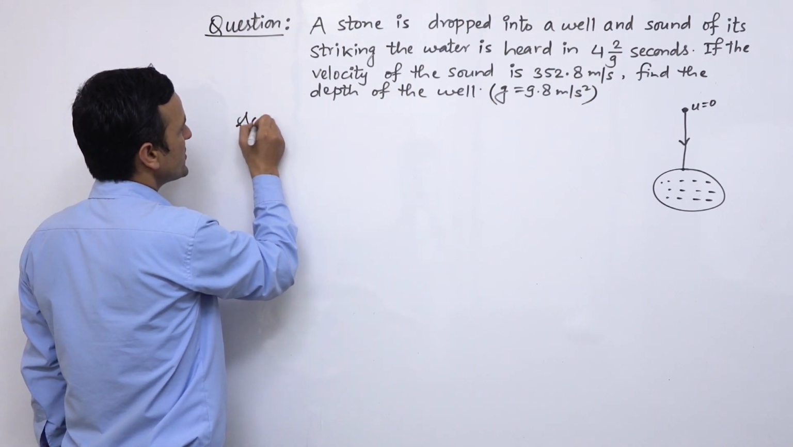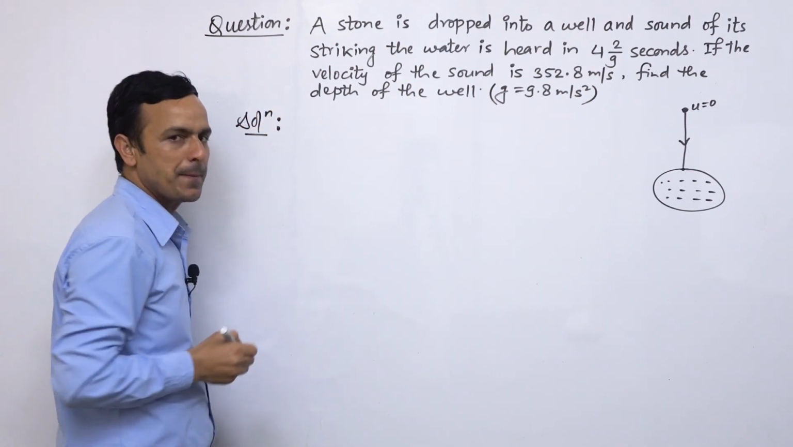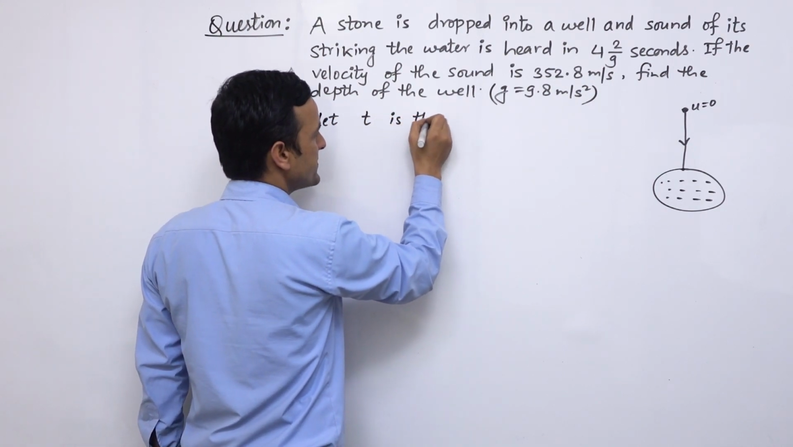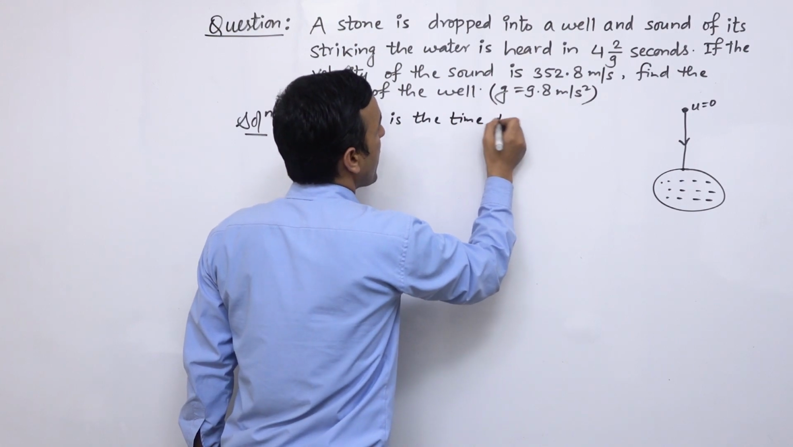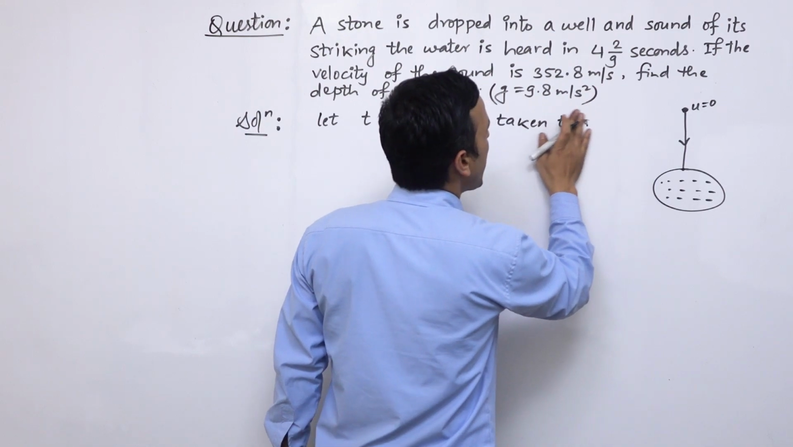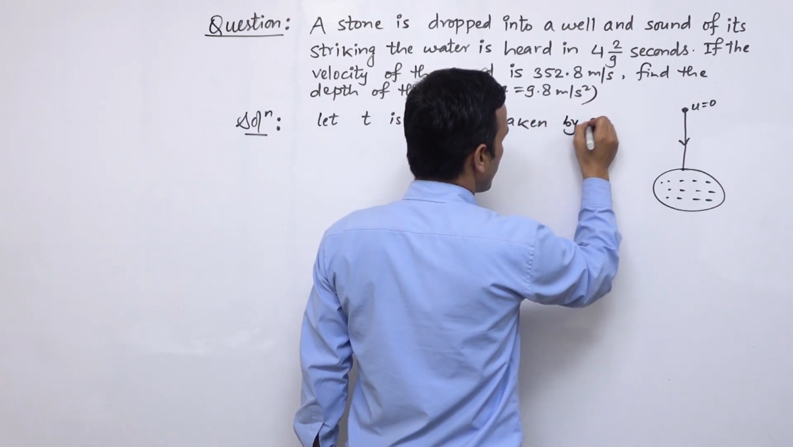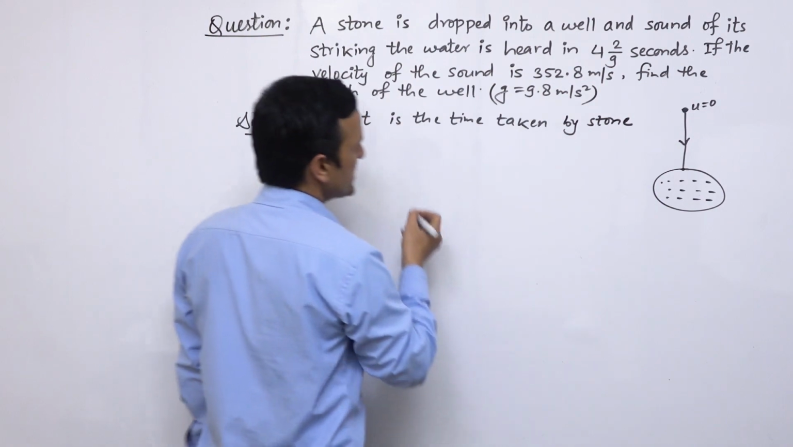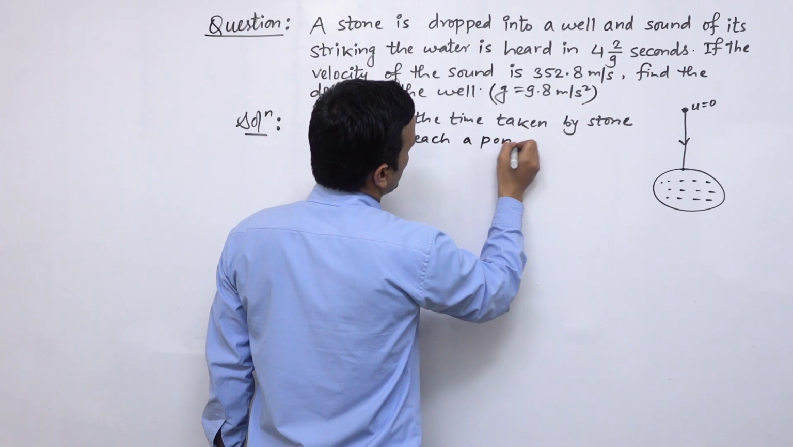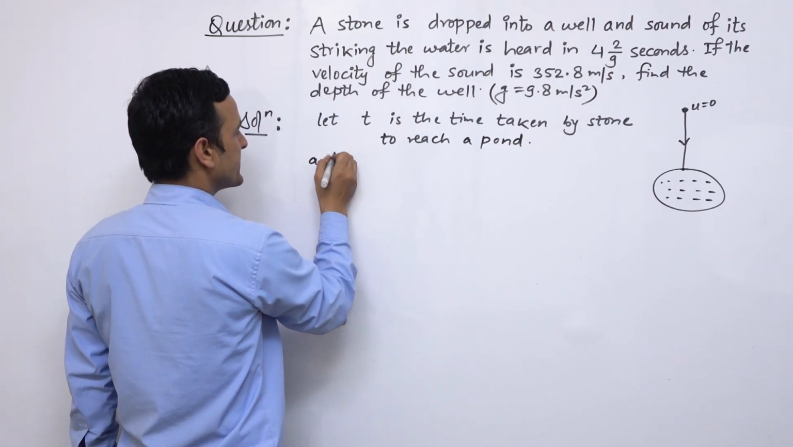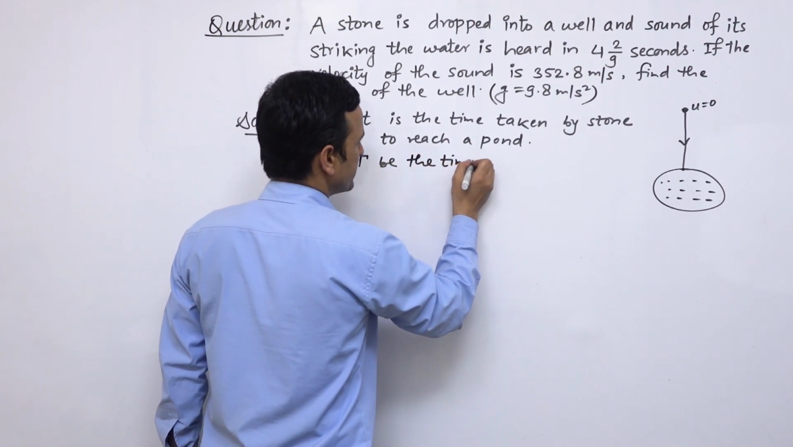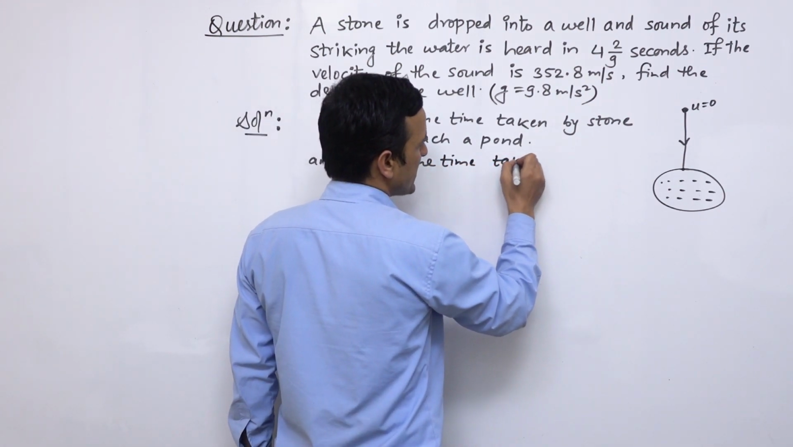So we can solve this question by letting small t be the time taken by the stone to reach the pond, and capital T be the time taken by sound.